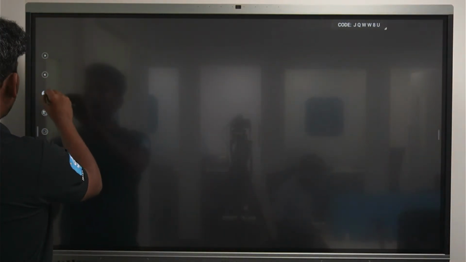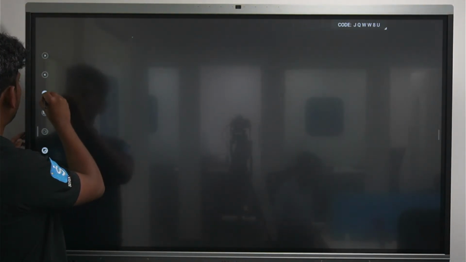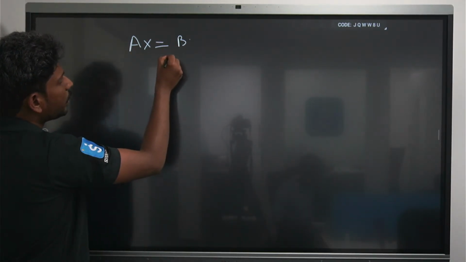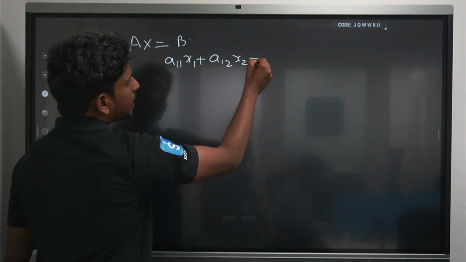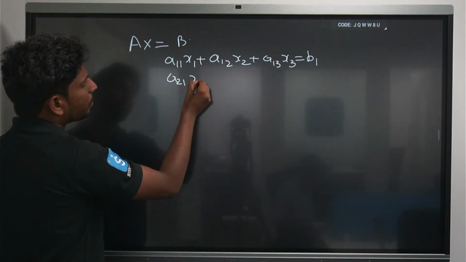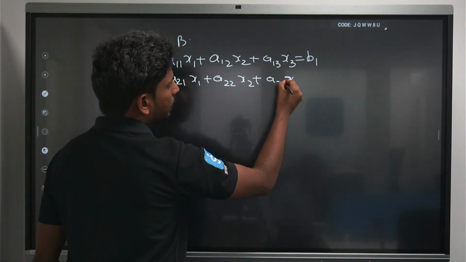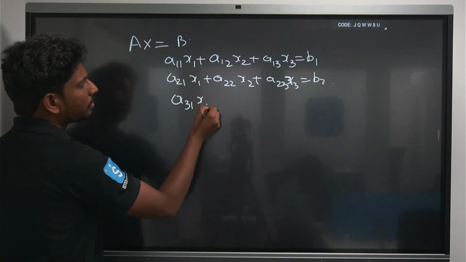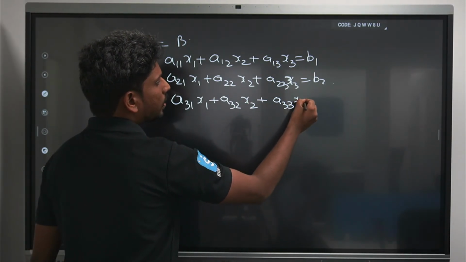సో మీరు ఇక్కడ చూడండి AB అనే మ్యాట్రిక్స్ ఎలా ఉంటుందో. సో ఇఫ్ ఐ హ్యావ్ టేకెన్ ఎ సిస్టమ్ ఆఫ్ ఈక్వేషన్స్ లైక్ దిస్, ఓకే, AX is equals to B. So if I have taken A11x1 plus A12x2 plus A13x3 is equals to B1, A21x1 plus A22x2 plus A23x3 is equals to B2, A31x1 plus A32x2 plus A33x3 is equals to B3.